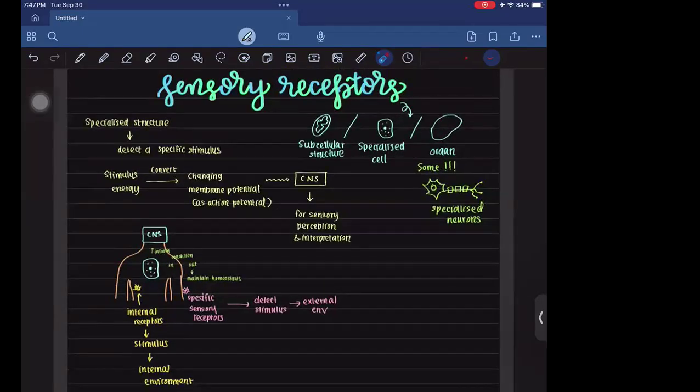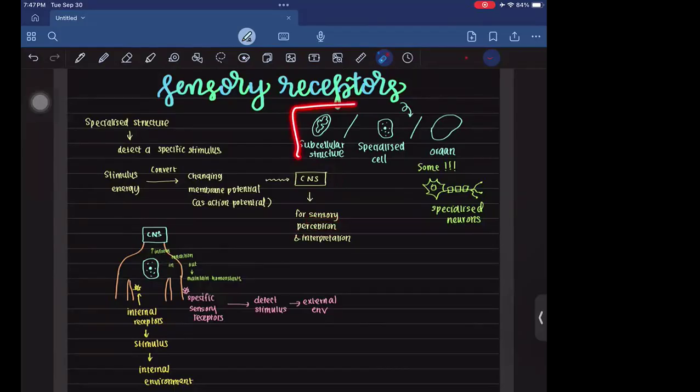So, what did we learn? First of all, we started off with the definition for sensory receptors. They are specialized structures which will detect a specific stimulus. What will they do? Say with me. Repeat with me and memorize it in the class itself. They will convert the stimulus energy into changing membrane potential to be transmitted to the central nervous system as action potential for sensory perception and interpretation. Listen carefully, you will have to write an essay.